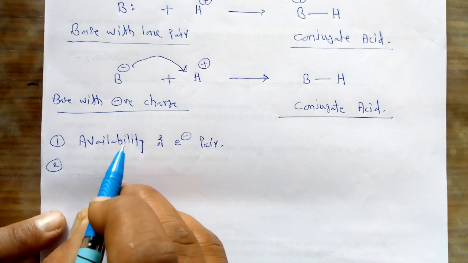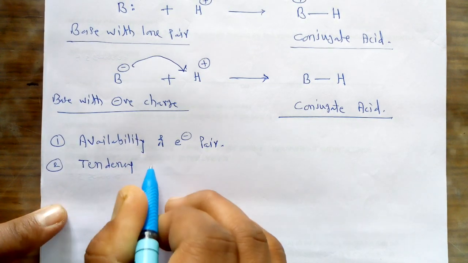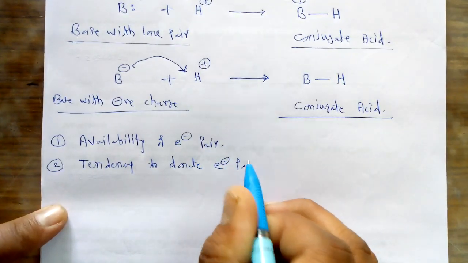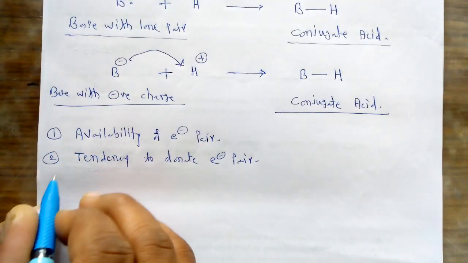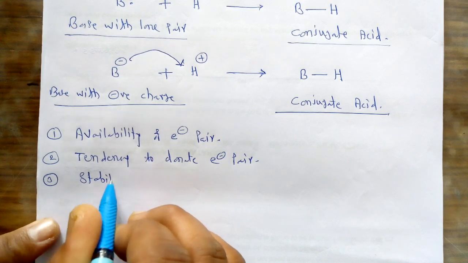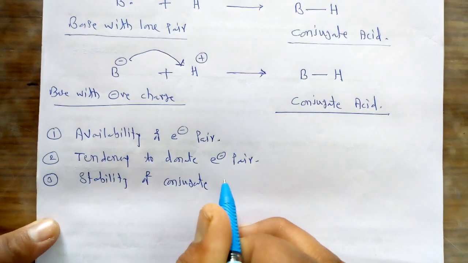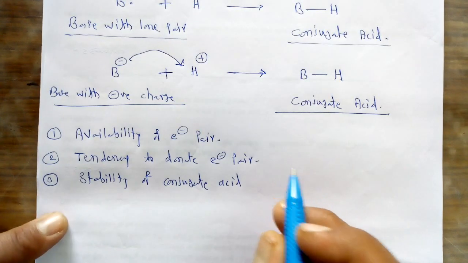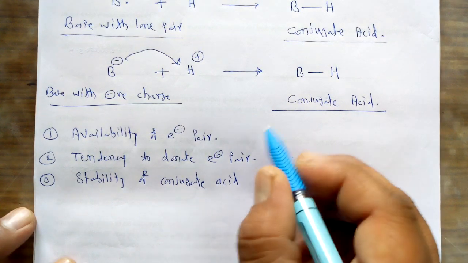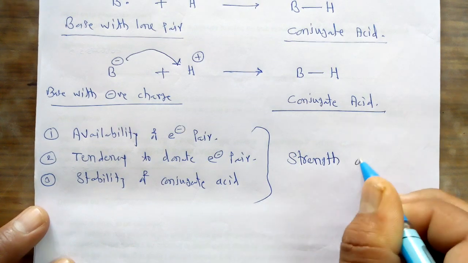The second factor is the tendency of the base to donate the electron pair. And the third important factor is the stability of the conjugate acid. So these are the three important factors which are responsible for the strength of bases.